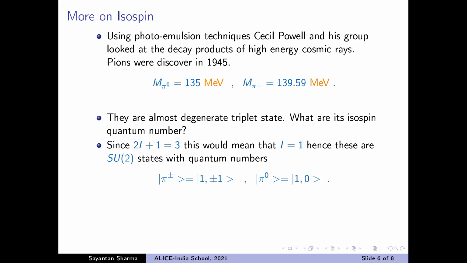So you can label them according to the quantum numbers. Pi plus is the highest state, which has isospin 1 and the projection is also 1. Pi minus is 1, minus 1 and pi 0 is the state with 1, 0, where I3, the third component of isospin, is 0. So these are the three states that you get.